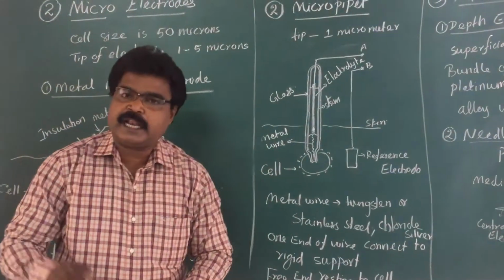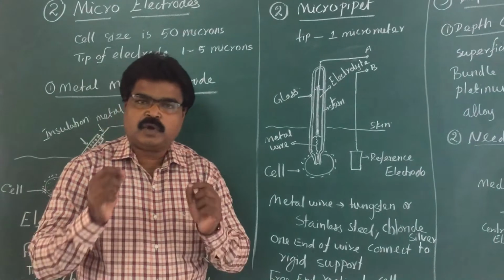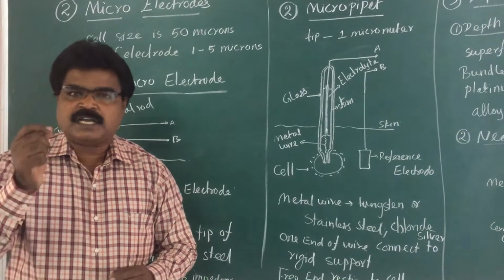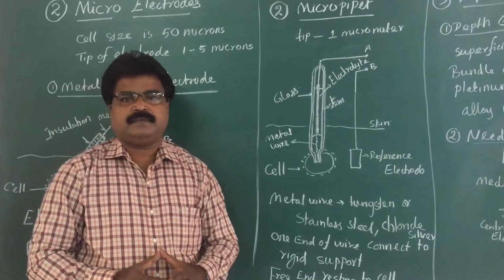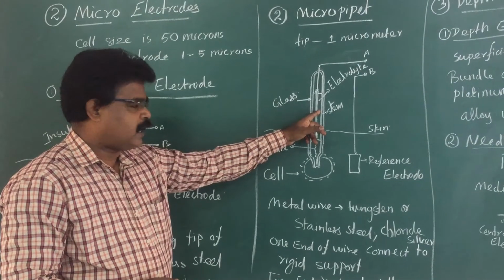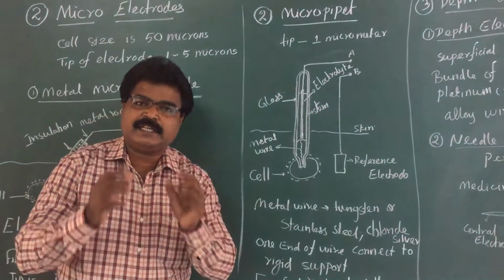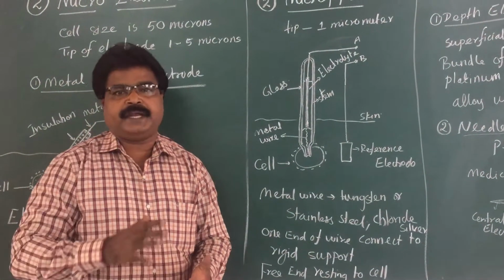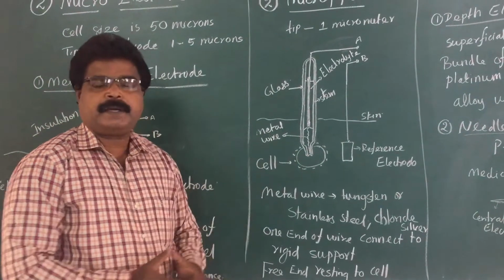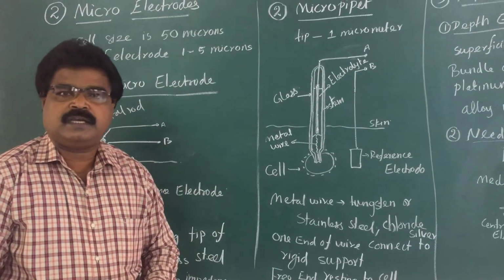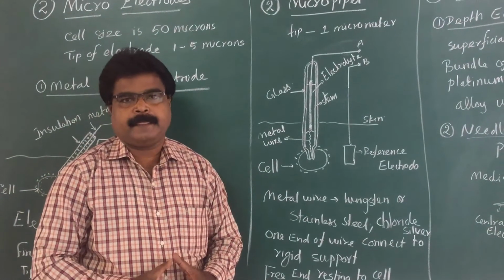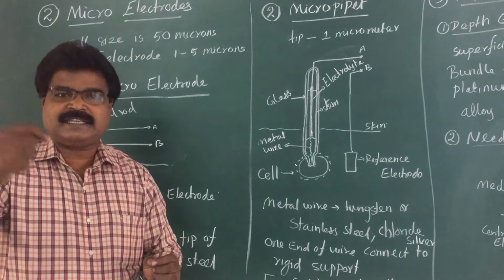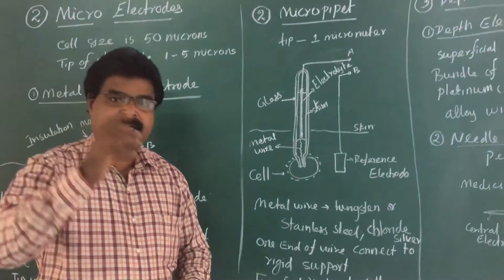Inside that is filled with the electrolyte. The electrolyte is made up of potassium chloride, which is compatible with body fluids. So inside the stem it is electrolyte, the KCl solution, which is compatible with body fluid. The tip of this micropipette or glass microelectrode is 1 micron in diameter. So it is very small, as the cell size is 50 micron. So with 1 micron we can easily insert it into the cell, and that will not damage the cell.